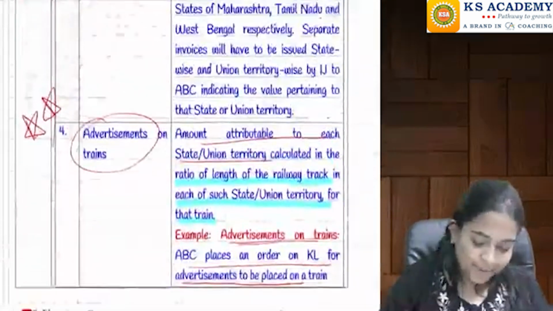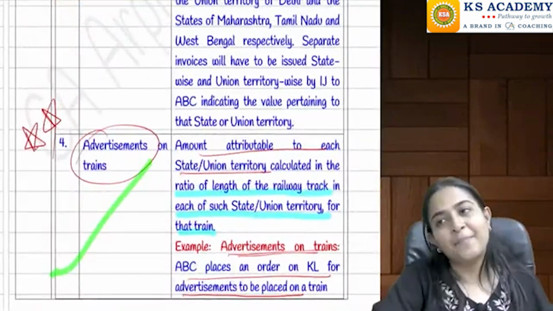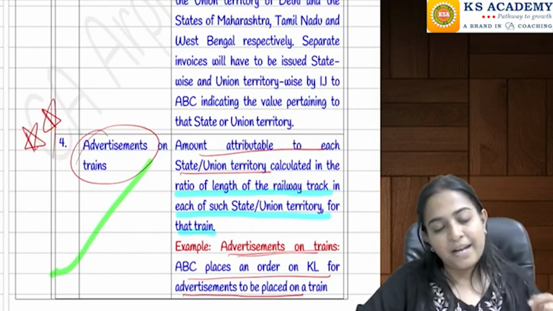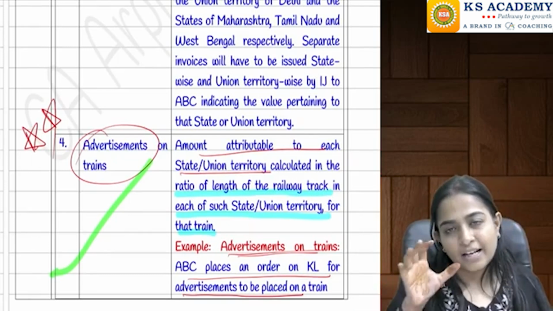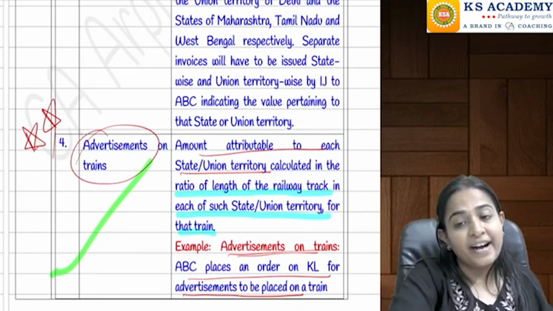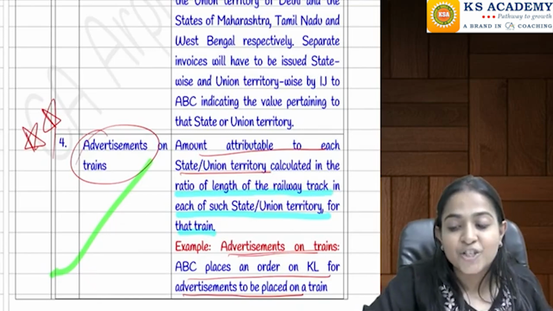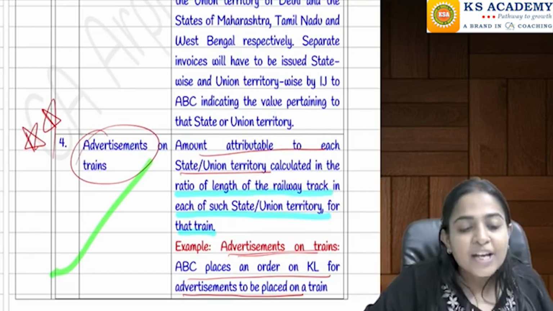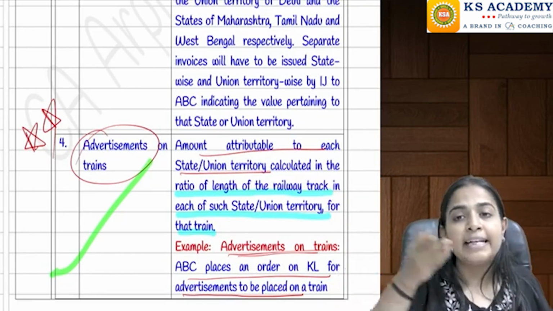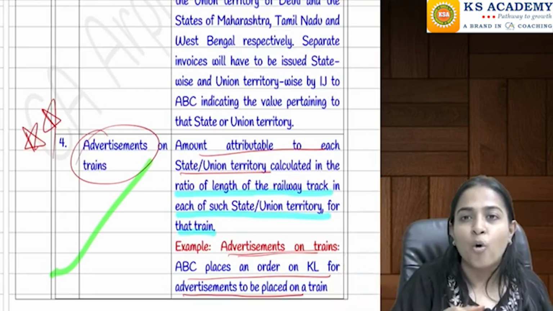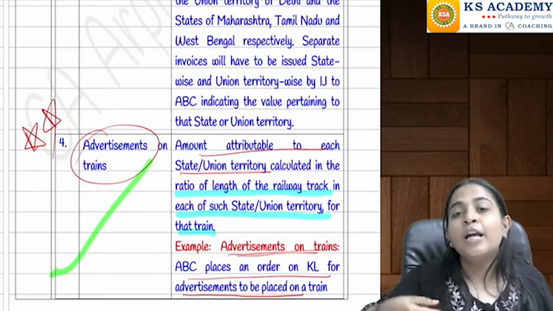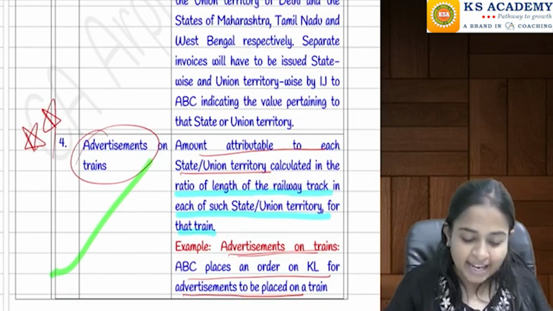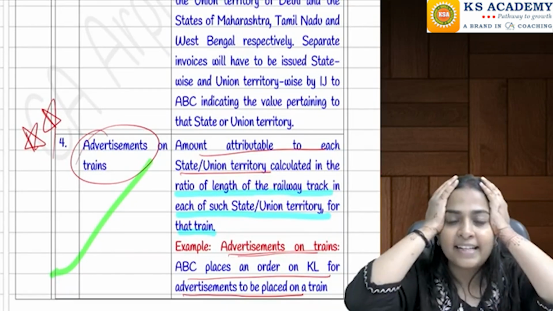Okay, now comes the problem. Fourth one, that is advertisement on trains. If advertisement on trains has been done on behalf of the government, then in that case the government would have paid a consolidated amount. This amount will be divided in the ratio of length of railway track in each of the states or union territories. Let's say there is a train coming from Delhi to Goa. Can I say there will be many states coming in between? So whatever is the length of railway track in each of the states, in that ratio the entire amount will be divided. Ma'am, from where will we get the length of the railway track?